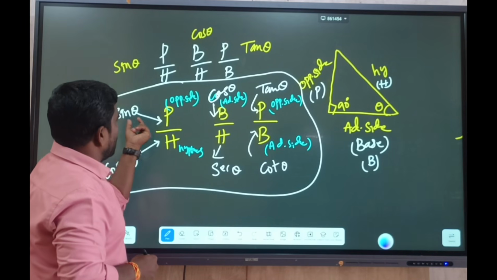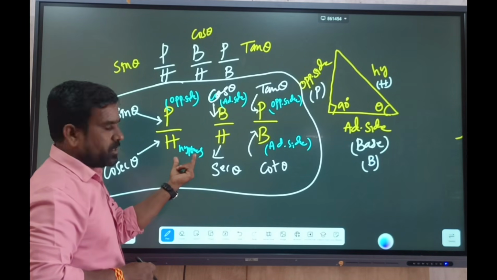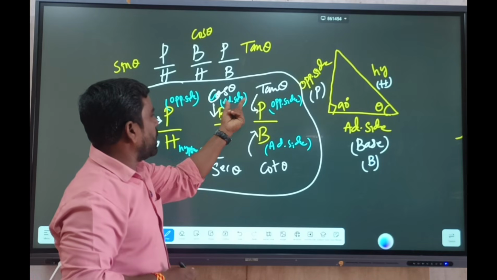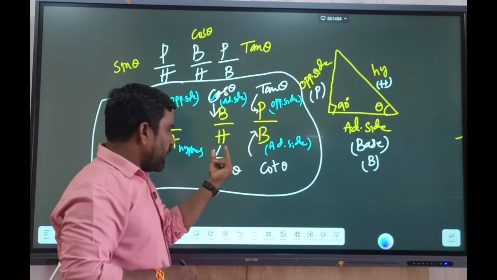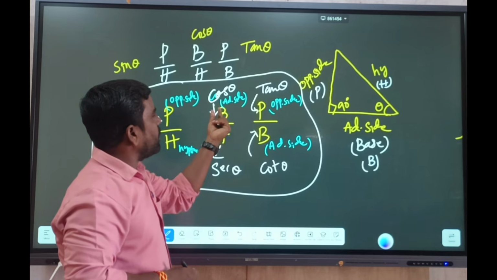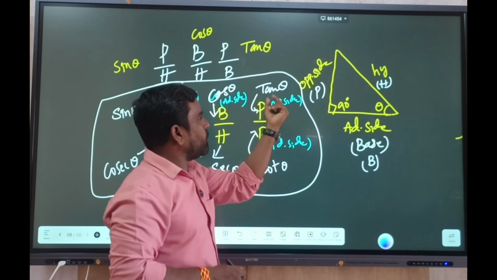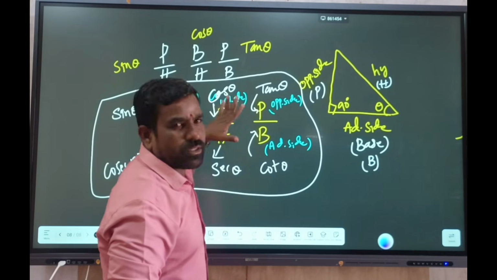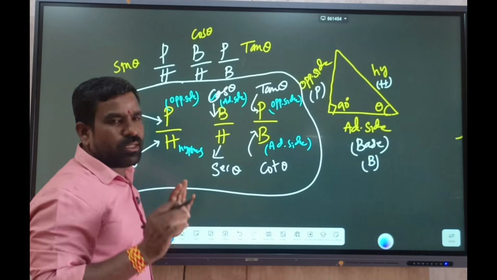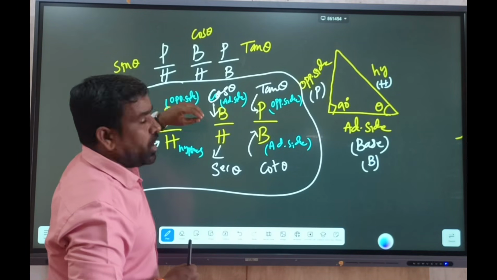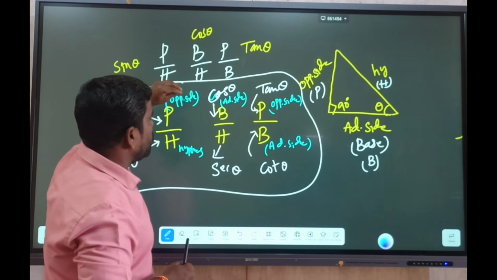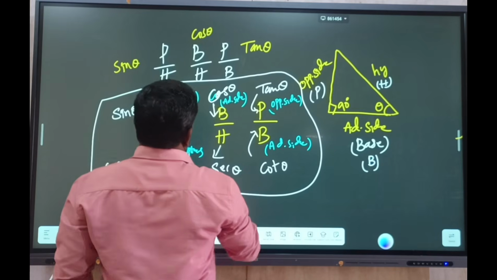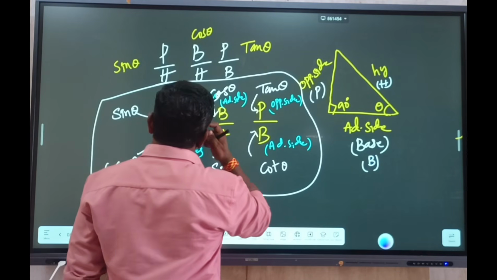Sin theta is opposite side by hypotenuse. Cosec theta is hypotenuse by opposite. Cos theta is adjacent side by hypotenuse. Secant theta is hypotenuse by adjacent side. Tan theta is opposite side by adjacent side. Cot theta is adjacent by opposite. This is an easy learning method and a shortcut. Lots of students are confused here, so don't be confused. Okay, sin theta and cos theta formulas are finished.